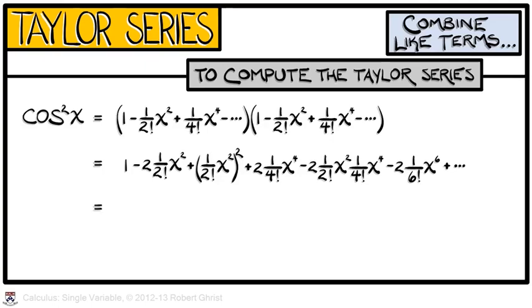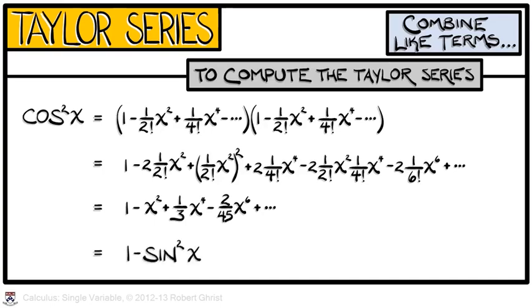And now one must simplify these terms. With a little bit of work, it's easy to get the low order terms and to get 1 minus x squared plus x to the 4th over 3 minus x to the 6th times 2/45, etc. If you want more terms, you're going to have to do a bit more work. One thing that you can note, however, is that this must be 1 minus sine squared of x. And so from this, we obtain the Taylor series for sine squared of x as well.